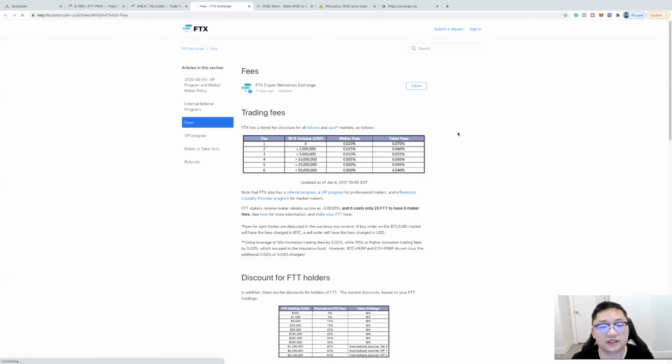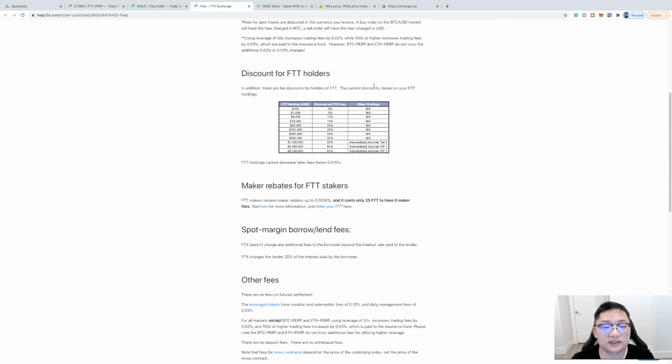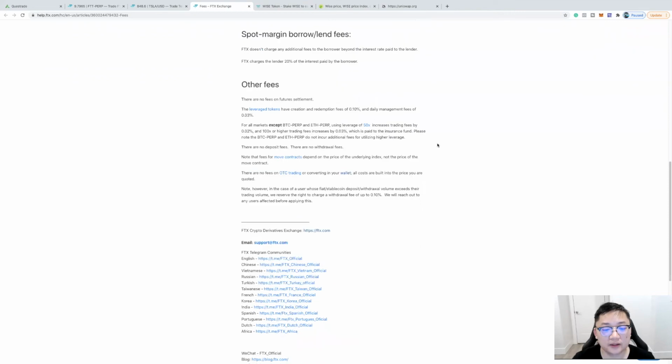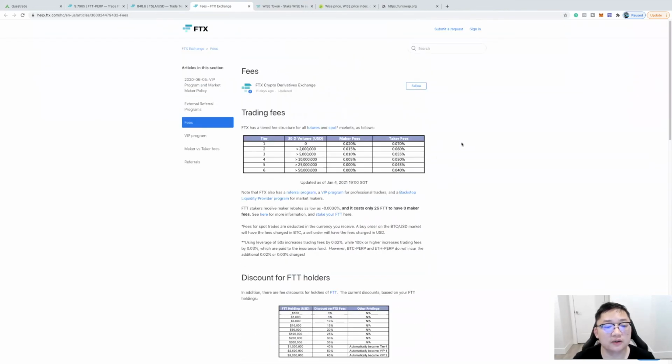Here's the trading fees, guys. Pretty fair. Maker and taker fees at tier 1, 2, 3, 4. So you have different tier levels and discounts for hodlers, or holders, of FTT token. If you're staking FTT, you get some discounts, which I'll be doing for sure. But yeah, pretty transparent breakdown of the fees here.